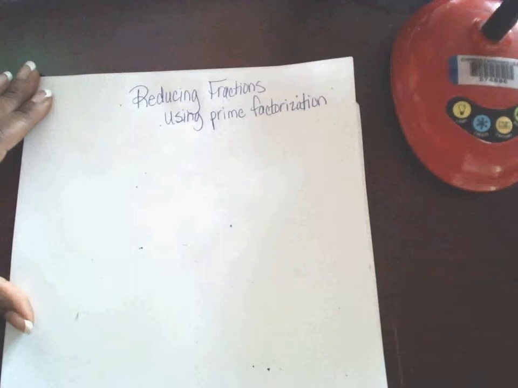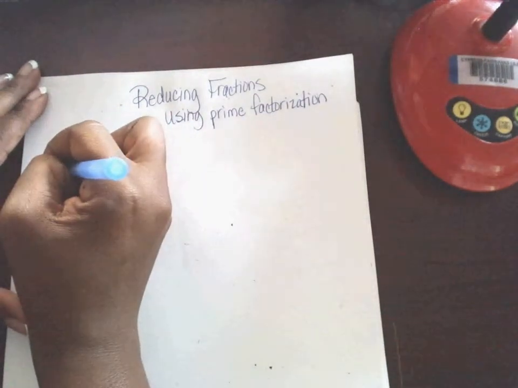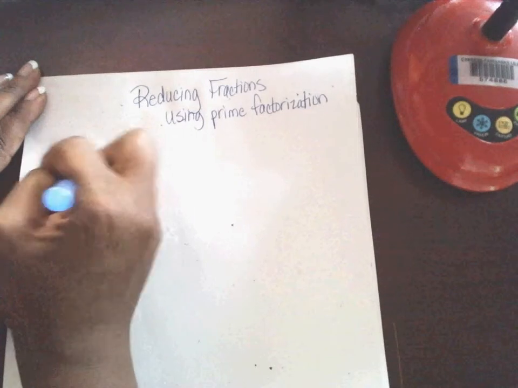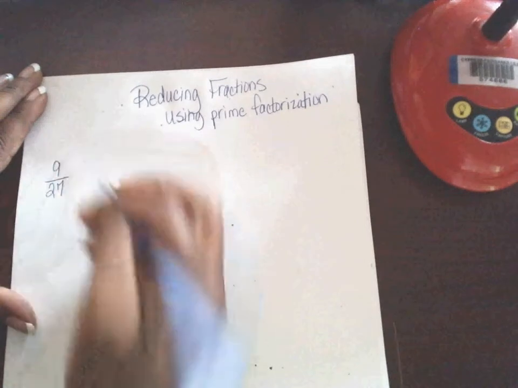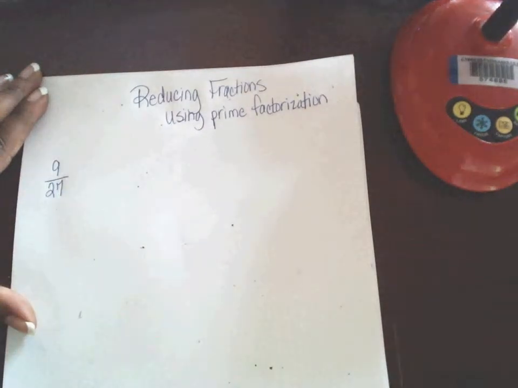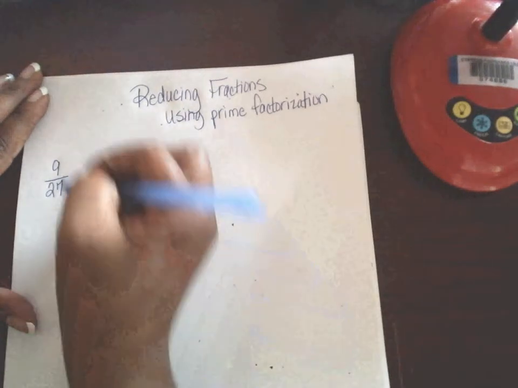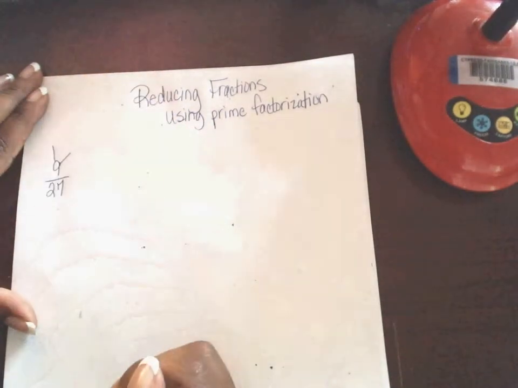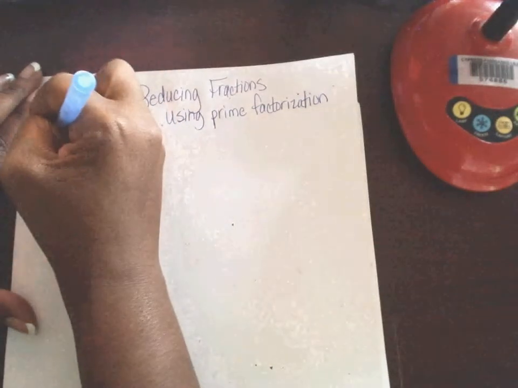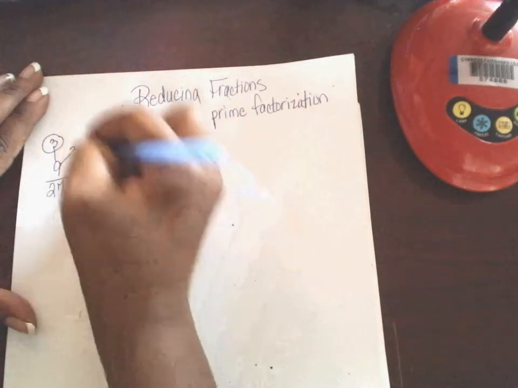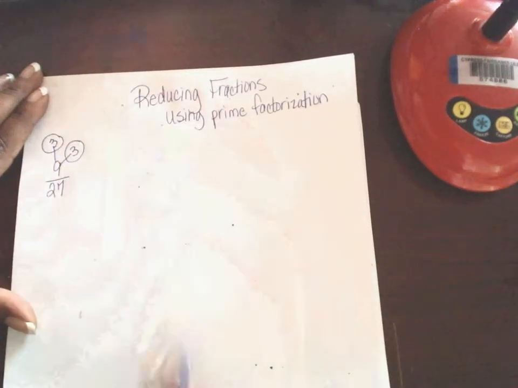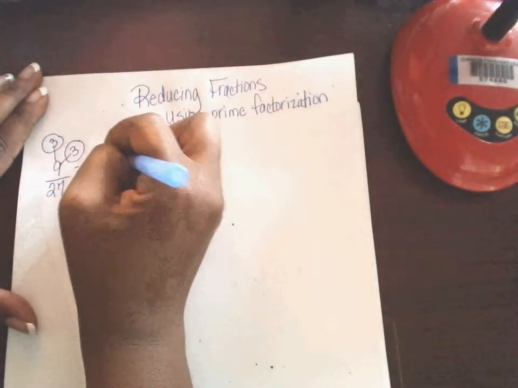So the first one that I'm going to do, let's do 9 over 27. Okay? Now for reducing fractions using prime factorization, you need to use prime factorization for both of your numbers. So for 9, our prime factorization would be what? 3 and 3. And once we get those 3's, we know that 3 is prime, so we're going to circle and stop. So 9 equals 3 times 3.